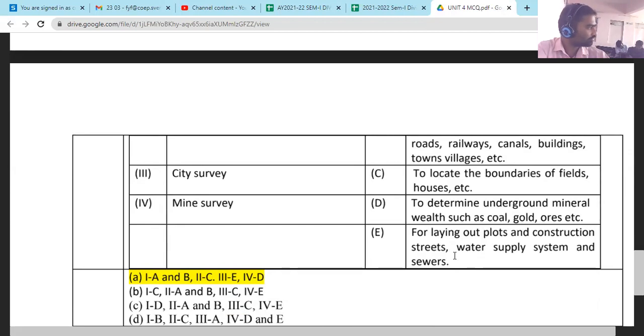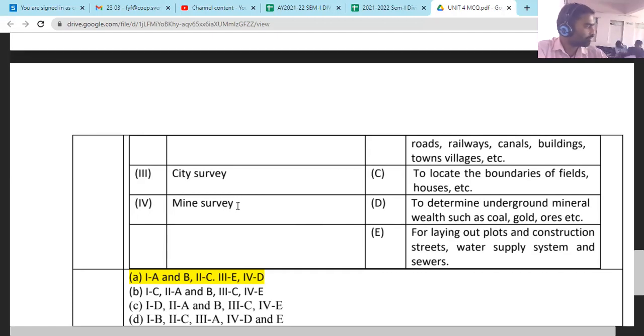What are sewers? Sewers are the pipelines in which waste water will flow. In the water supply scheme, there are two types of pipes. In the first, water supply pipelines, your pure water will flow. Sewers are the pipes in which waste water will flow. So this is for layout of plots, construction of streets, water supply, and sanitary system. In order to do this, city survey is done.